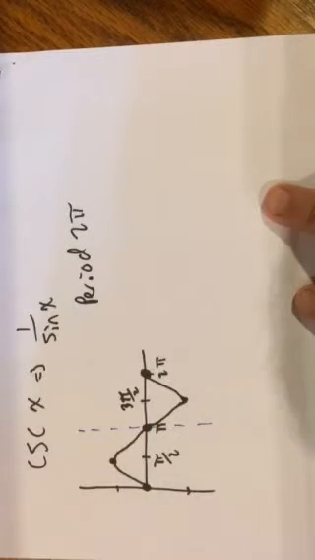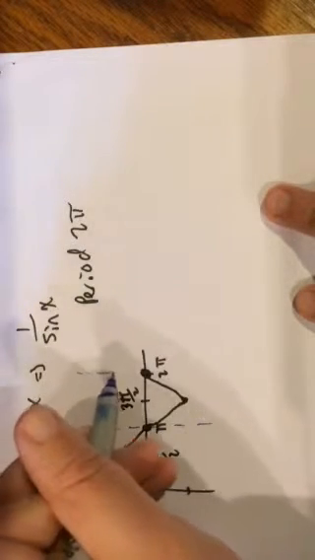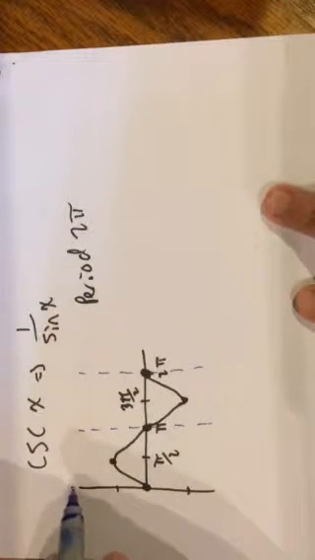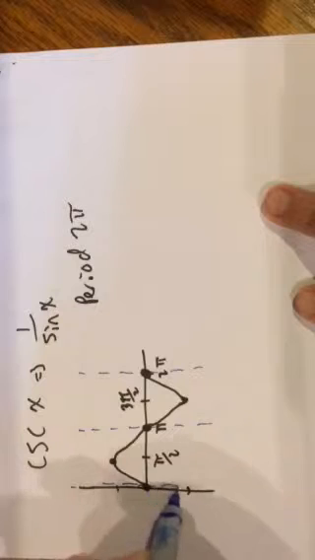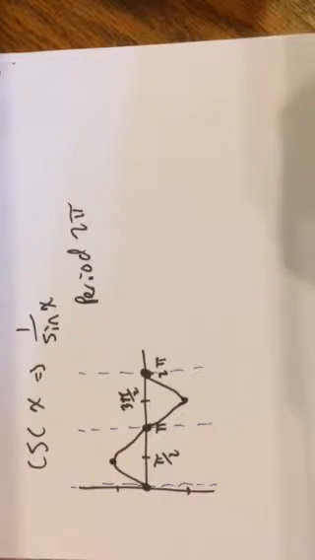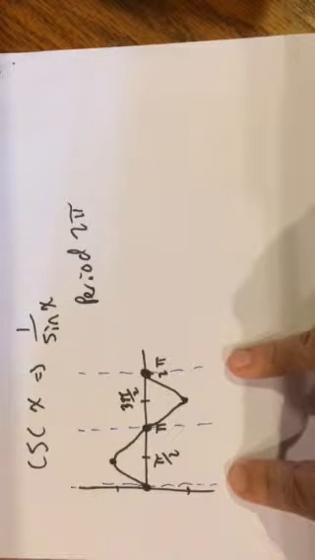So 1 over sine of 2 pi is also 1 over 0. So also undefined, also a vertical asymptote. And 1 over sine of 0 is the same thing. So I have 3 vertical asymptotes here, which is good. That gives me my entire 2 pi span.